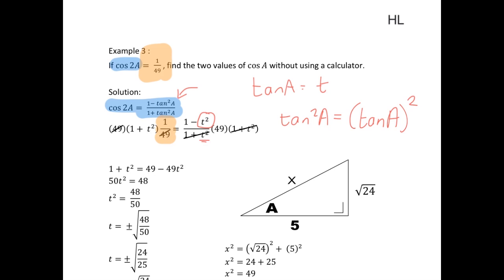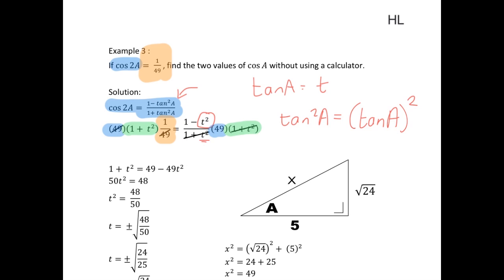And then what we're going to do is multiply both sides by 49. And also multiply both sides by 1 plus t squared to get rid of the denominators and the fractions, just to make the equation a little nicer. Once we do that, we see that the 49s cancel on the left, the 1 plus t squared cancels on the right, leaving us on the left with just 1 plus t squared, and on the right we have 49 times 1 minus t squared, which is 49 minus 49t squared.